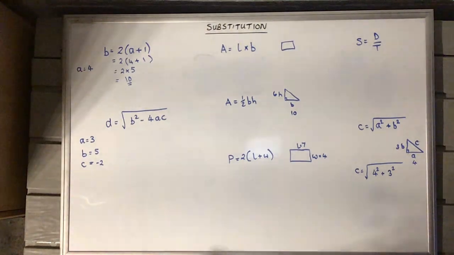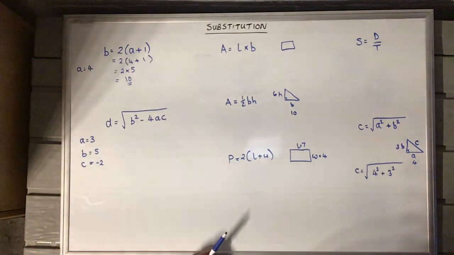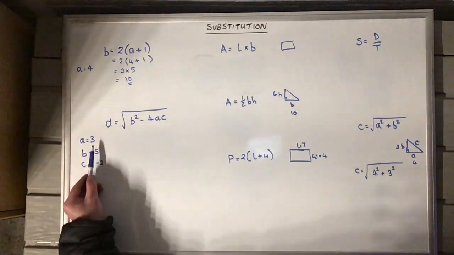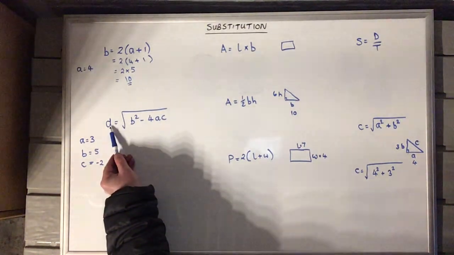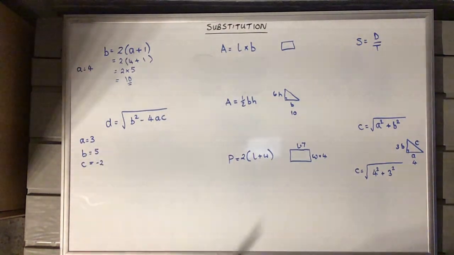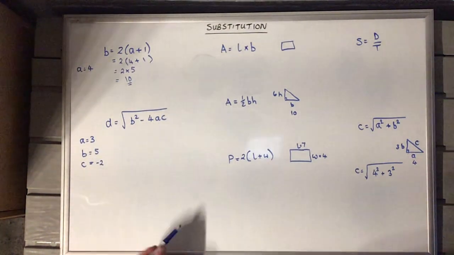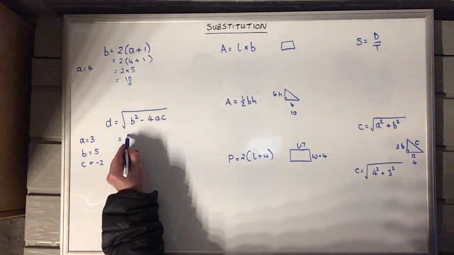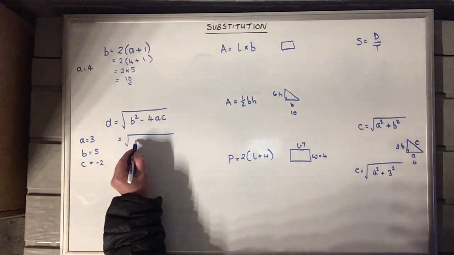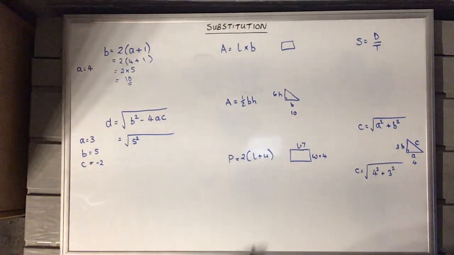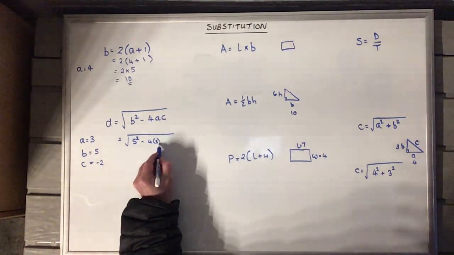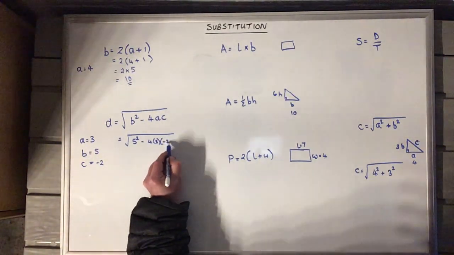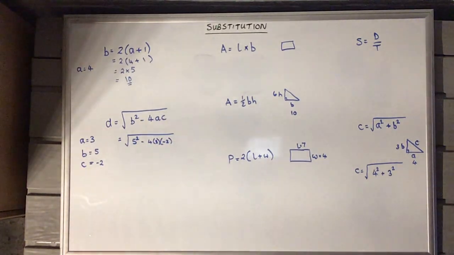Let's look at a more difficult one. So this one here. Now, I've just made this one up, and I've given a value of a is 3, b is 5, and c is -2. And we have to work out what d would be. What's the value of d if you know a, b and c? Well, we just substitute in. So that's b is 5, so that's 5 squared, minus 4 times, a is 3, and c is -2. I've just put them in a wee bracket to keep them nice and neat.